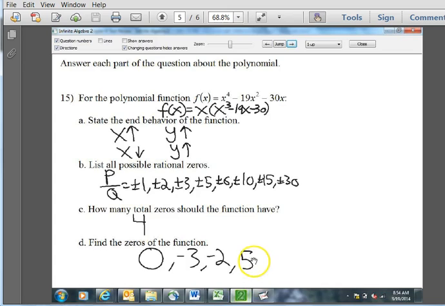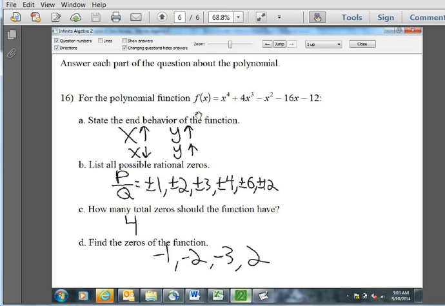Now, if 5 is a 0, x minus 5 is a factor. If negative 2 is a 0, x plus 2 is a factor. If negative 3 is a 0, x plus 3 is a factor. And obviously if 0 is a 0, x is a factor. And then you would graph that as done in class. Same thing here.